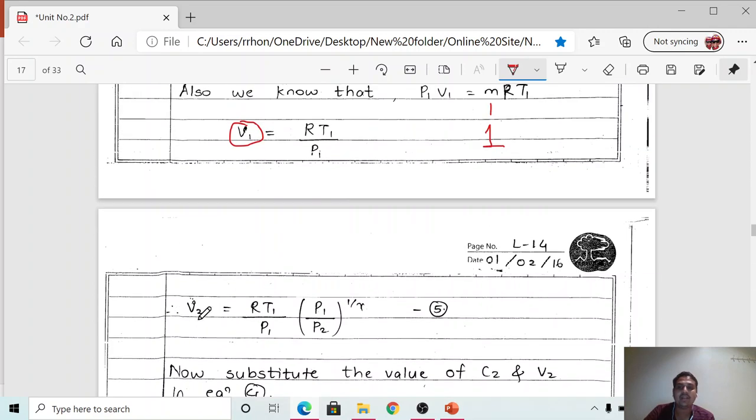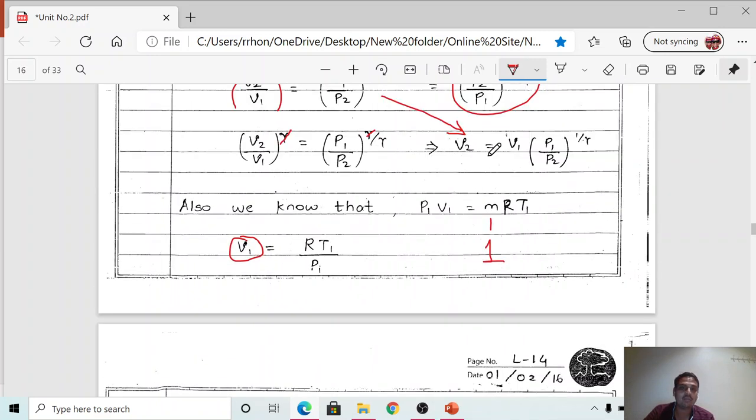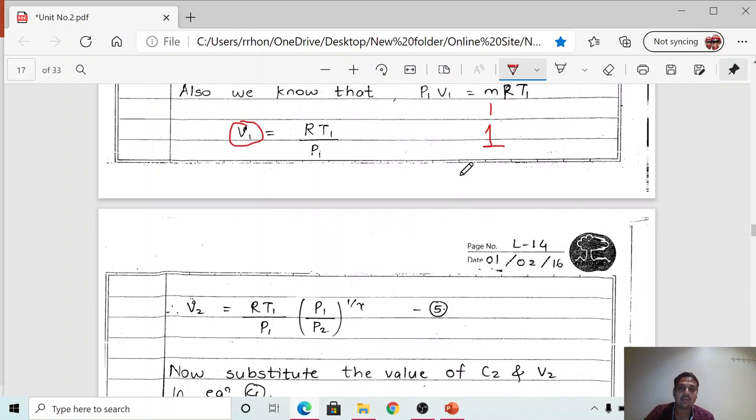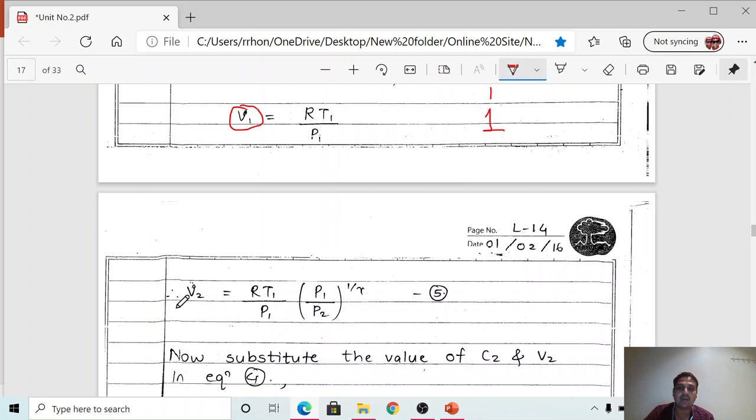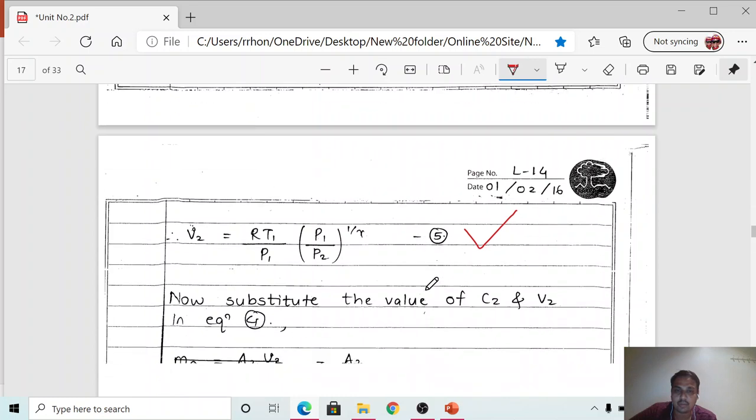Now here is that particular P1 by P2 raised to 1 by gamma. When we take it to the right side, then it will be multiplied. So RT1 by P1 as it is, only the value of V1 which we took from this equation, that is V2 divided by P1 by P2 raised to 1 by gamma. Put that value over here and take that denominator term to the right side of the equal to sign. And we have equation number 5. I think you understood this equation number 5 itself.